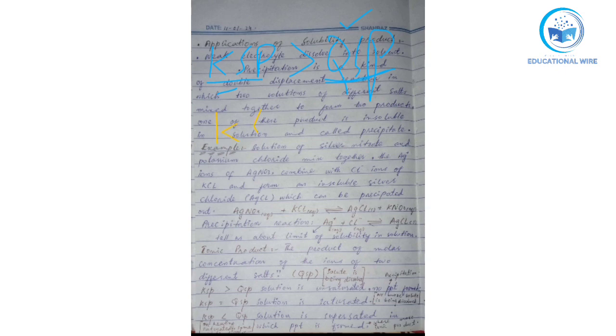When KSP is equal to QSP, then what happens? Then it's a saturated position. What is meant by a saturated solution? A saturated solution means no more solute is being dissolved. Now it's in an equilibrium or equal position, both are equal, so we cannot add more solute in this solution. This solution will not dissolve the solute.